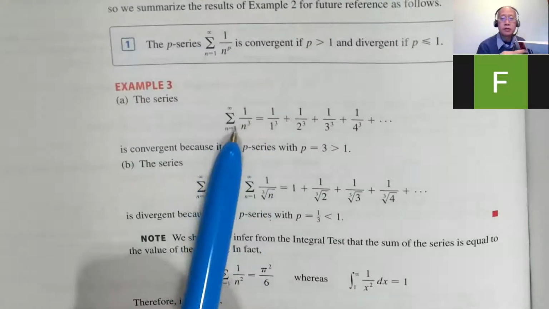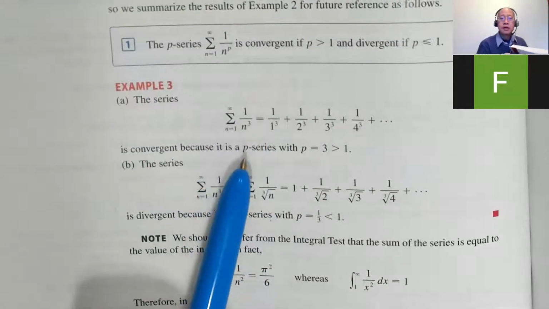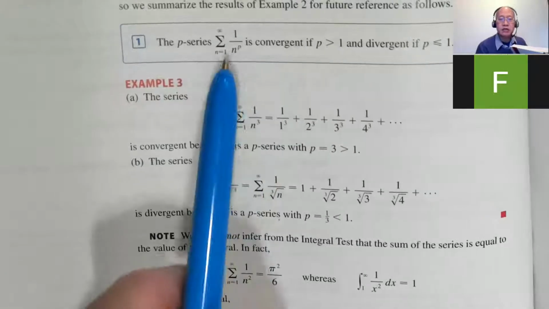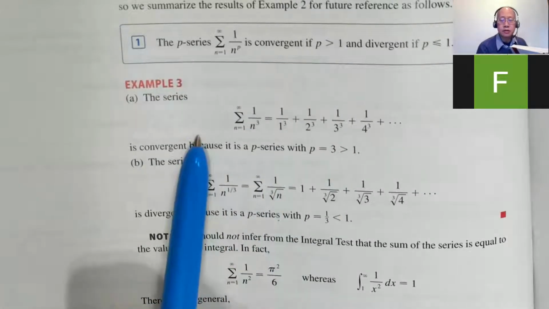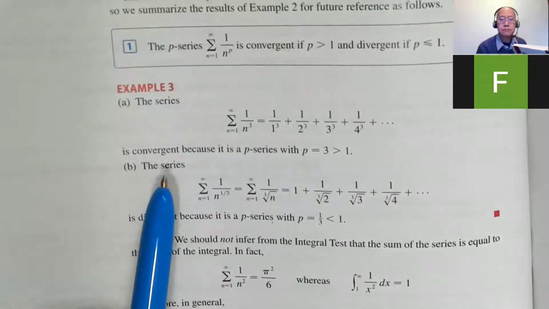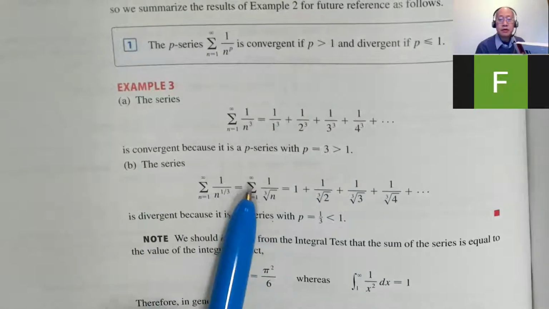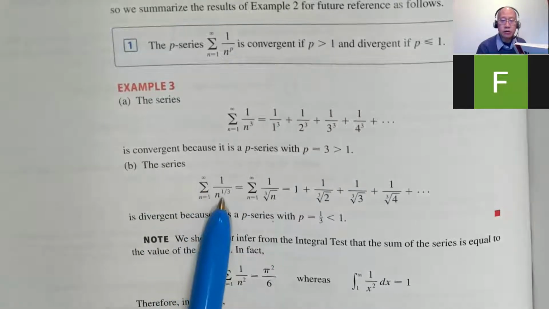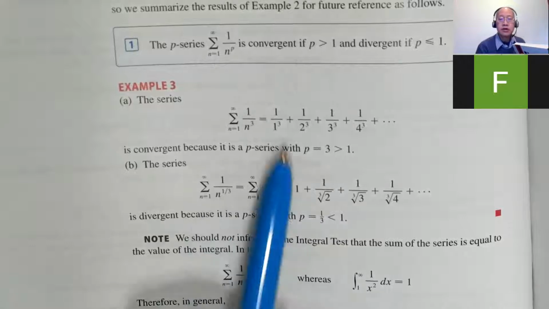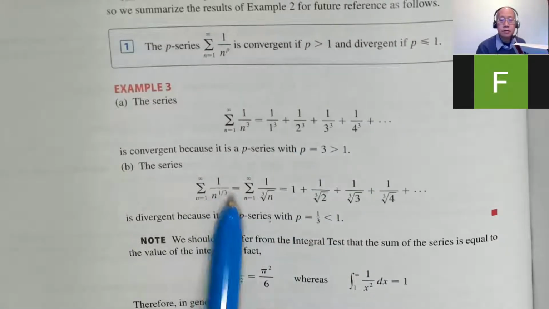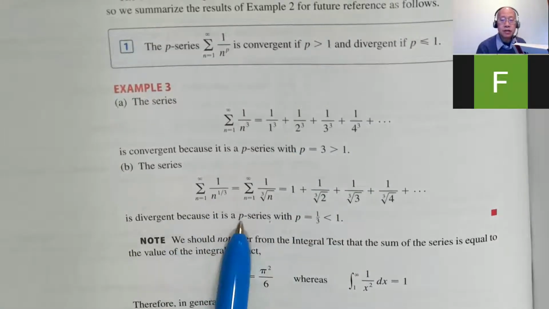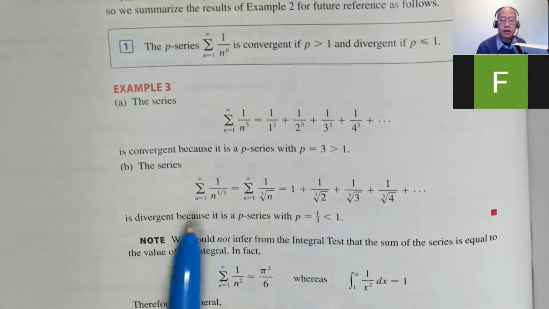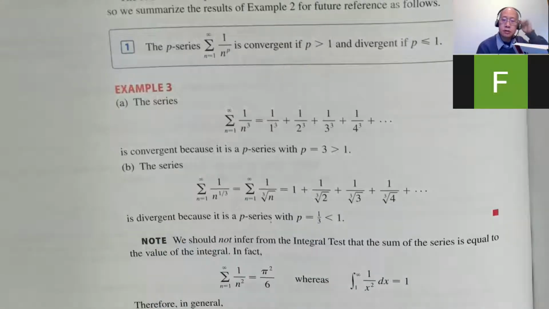Okay, a couple of quick examples. Summation 1 over n cubed. That's a p series where p is 3, that's bigger than 1, so that converges. How about summation of 1 over cube root of n? That's 1 over n to the 1/3. 1/3 is less than 1. So that's a p series with p equal to 1/3, less than 1. That will be a divergent series.